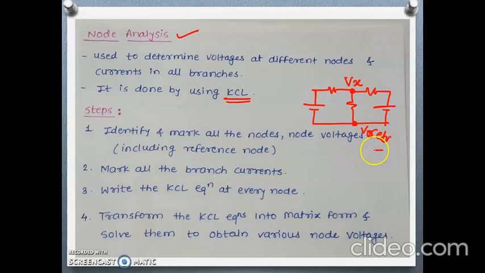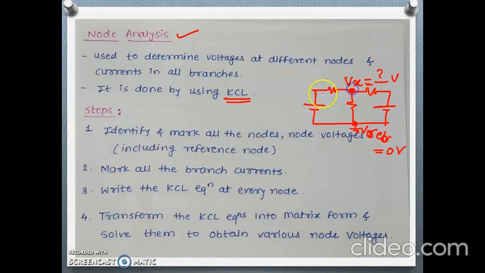Here V reference is always 0 because this is the reference, which is connected to ground. So the voltage at this reference node will be 0 volt, and this Vx is the voltage we have to find. This Vx is 40 volt. Then mark all the branch currents.